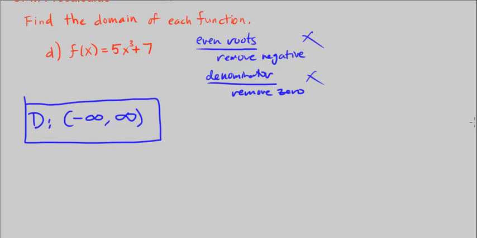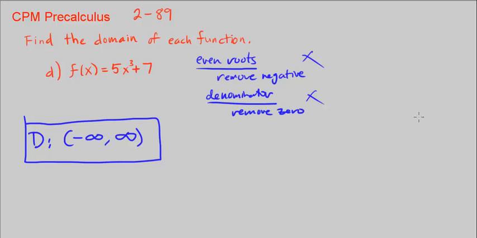So that's how we do it algebraically, finding the domain. Okay, so this one, since there's no even roots and no denominator to worry about, it's all values of x. All right, so this ends CPM Precalculus Chapter 2, number 89.